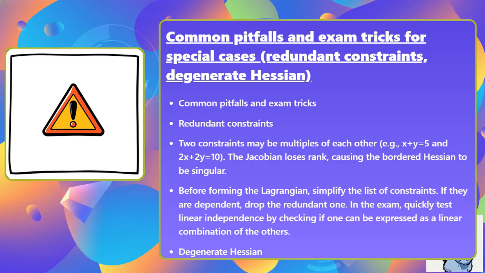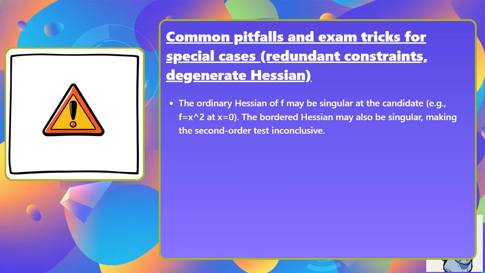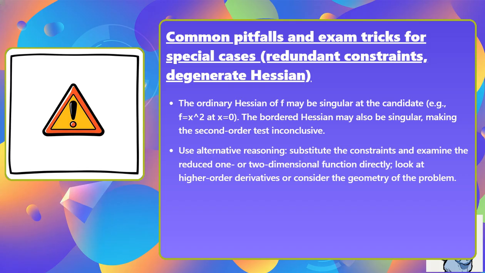Degenerate Hessian. The ordinary Hessian of f may be singular at the candidate, for example, f equals x squared at x equals 0. The bordered Hessian may also be singular, making the second-order test inconclusive. Use alternative reasoning. Substitute the constraints and examine the reduced one- or two-dimensional function directly. Look at higher-order derivatives or consider the geometry of the problem.